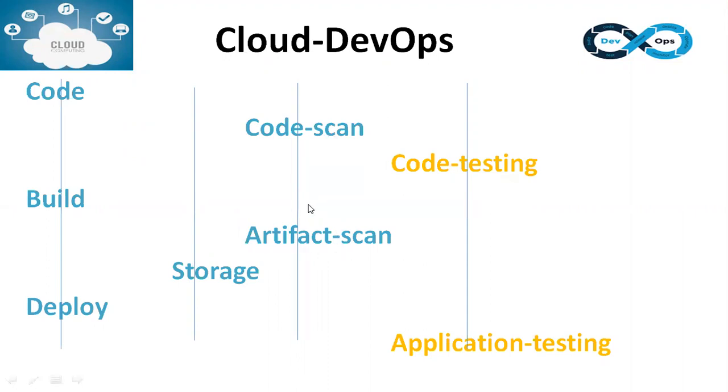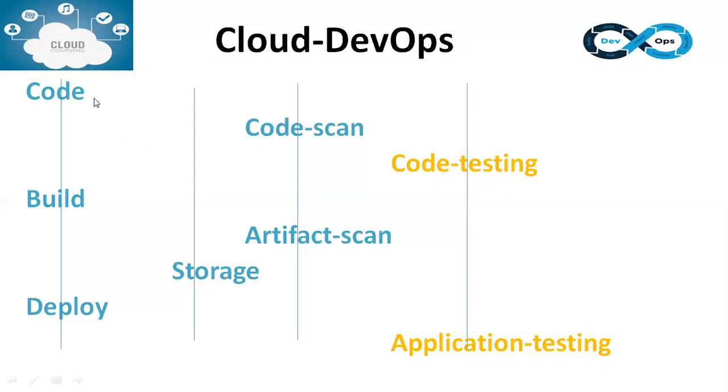Since we don't have any cloud credentials or cloud accounts, we did not go for artifact scan, but that's okay. Code testing and application testing is another stage. If you want to maintain this in the horizontal way in the slides, it is difficult, so I just wrote it the vertical way. So these are the other two stages, and these are in between.